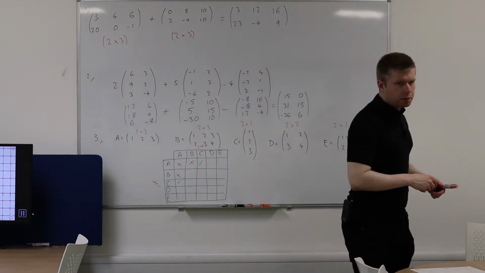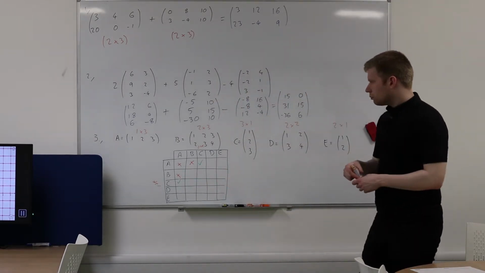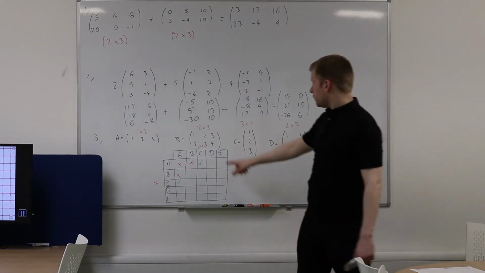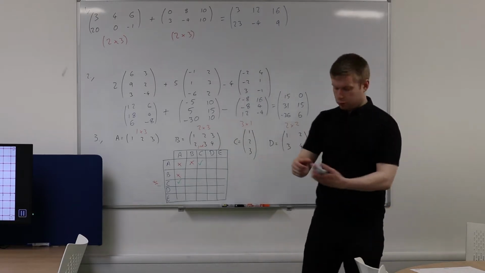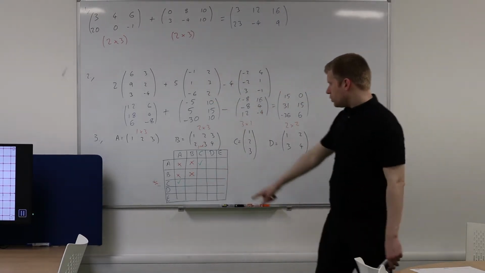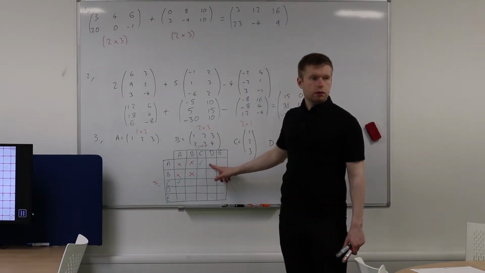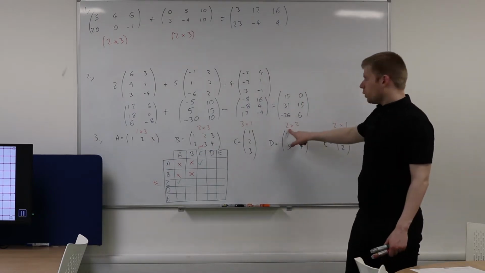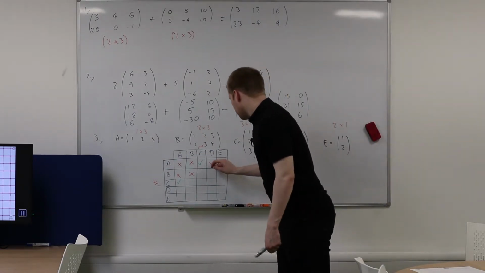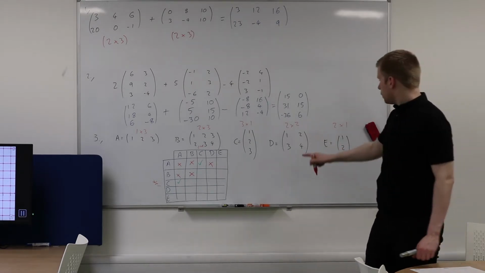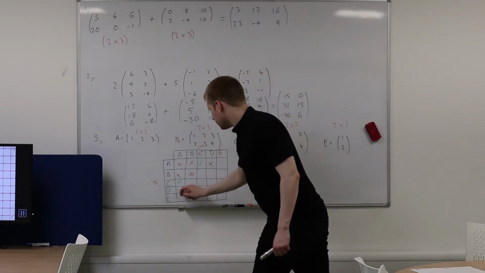Can we do B times B? B times itself. No, I don't think so, because the columns don't match up with the rows. Okay, can we do A times D? Okay, so the columns don't match up with the rows, so we can't do that one. But can we do D times A? Nope, because the columns don't match up with the rows.